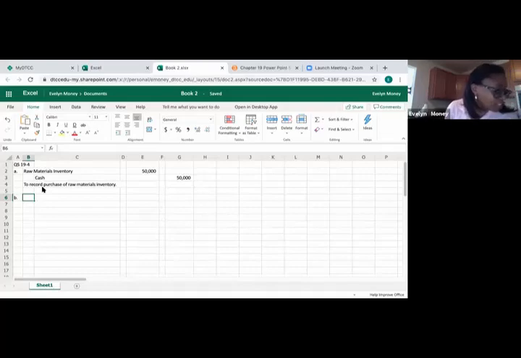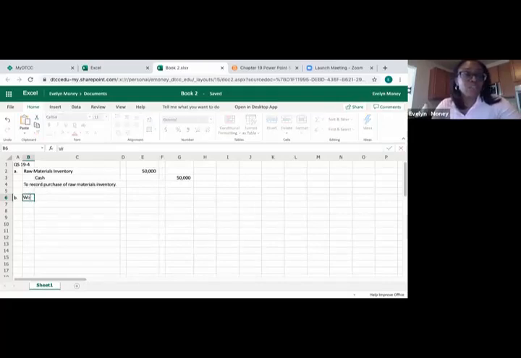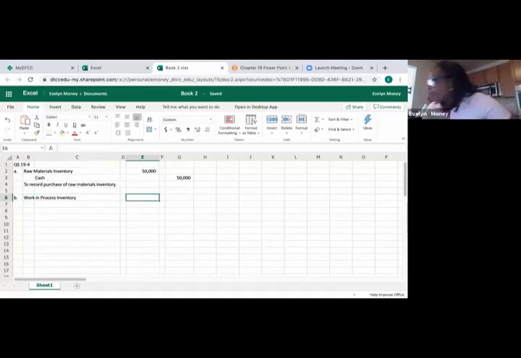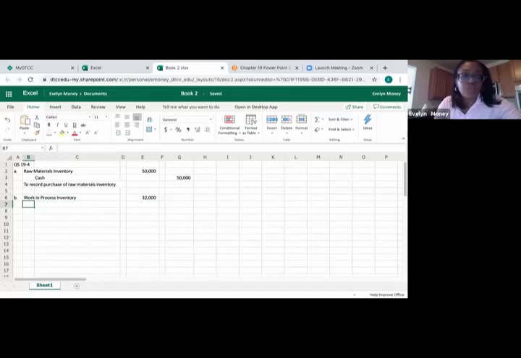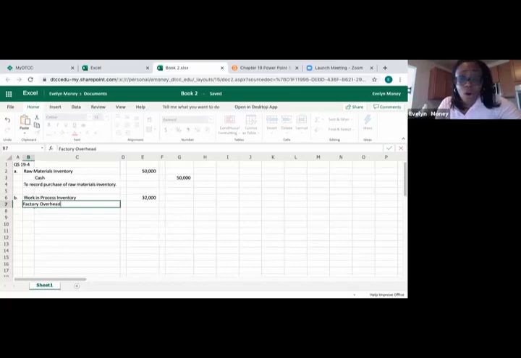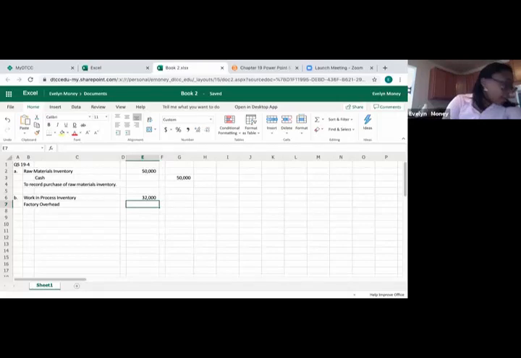In the next transaction, we used $12,000 of raw materials indirectly and $32,000 of raw materials directly. In this entry, the materials are being issued into production. And when materials are issued into production, if they are direct materials, we debit work in process inventory. So we're going to debit work in process inventory for the $32,000. The indirect materials get debited to factory overhead. All actual overhead costs go on the debit side of the factory overhead account.